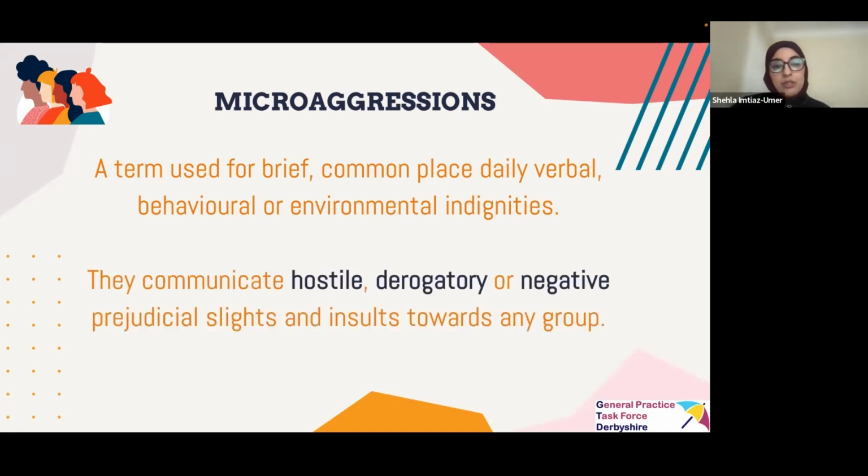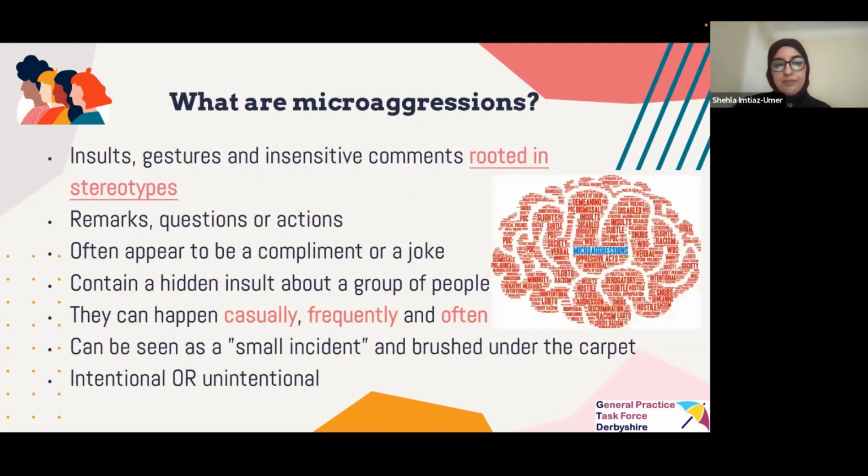But essentially, they all communicate hostile, derogatory, or negative, prejudicial slights and insults to any group, whether that's based on somebody's race, ethnicity, overt religious affiliation, or sexuality that may be obvious in some way, gender, or any other protected characteristic. And the microaggressions can be insults, gestures or insensitive comments, but essentially they're all rooted in a stereotype, as somebody said in the comments. And they can be remarks, questions, or actions.